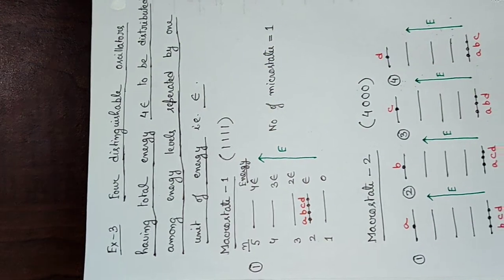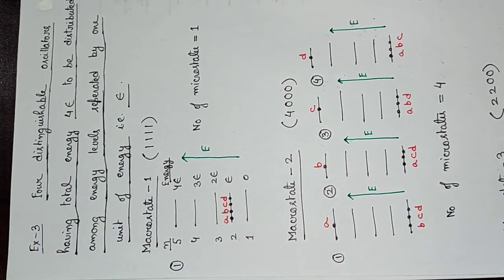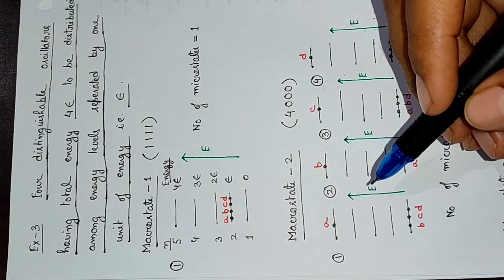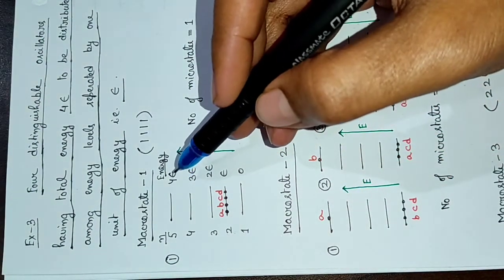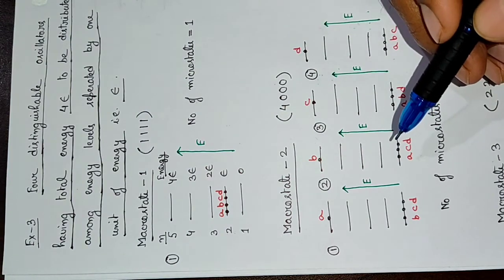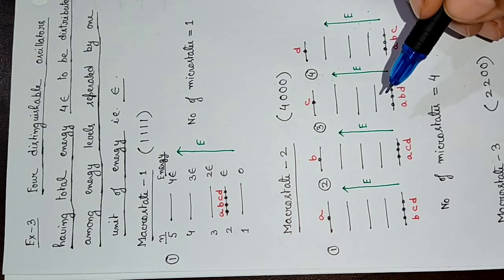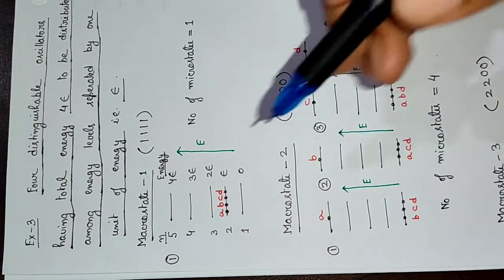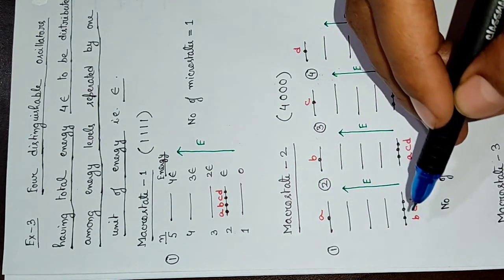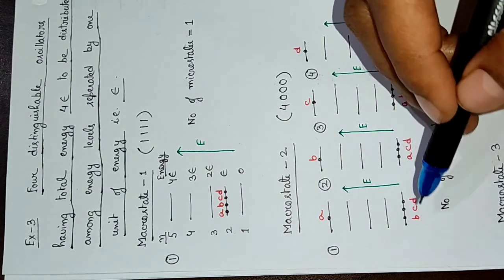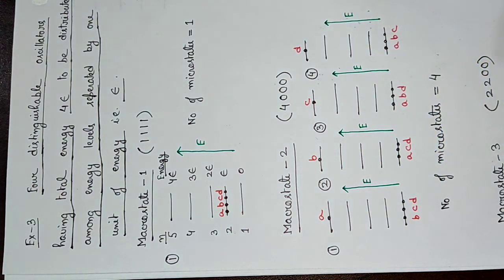Now we come to the next macrostate, that is 4000. That is, 1 particle, 1 oscillator occupies the energy level, this one, 4 epsilon. Now the total energy of the system is 4 epsilon, so what will happen? The others must remain in the ground state. So the total energy will be 4 epsilon plus 0, 0, 0. Overall, the total energy will be 4 epsilon.